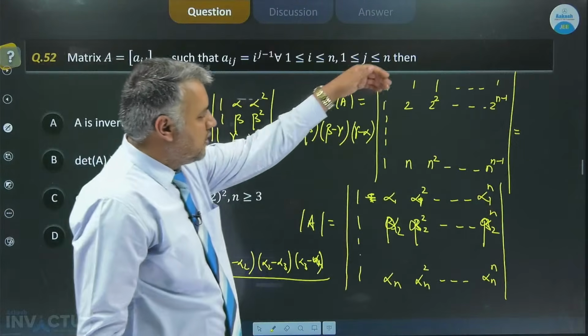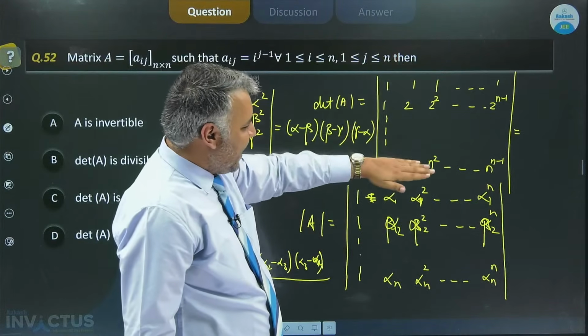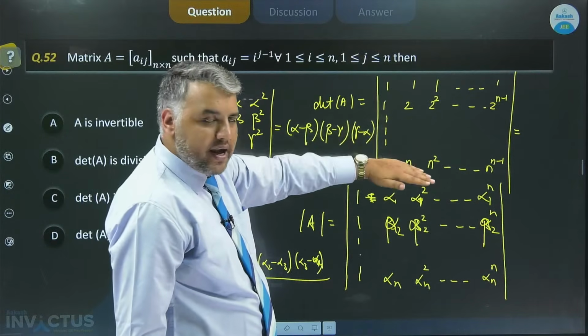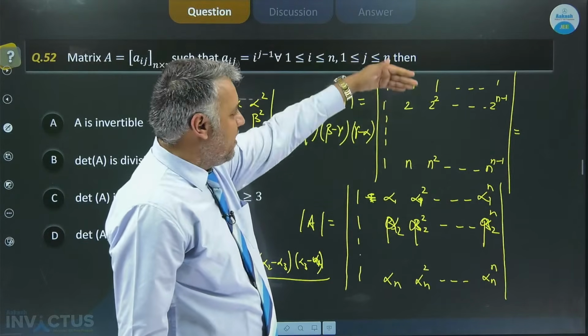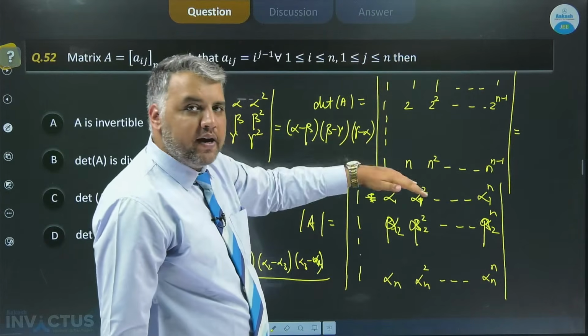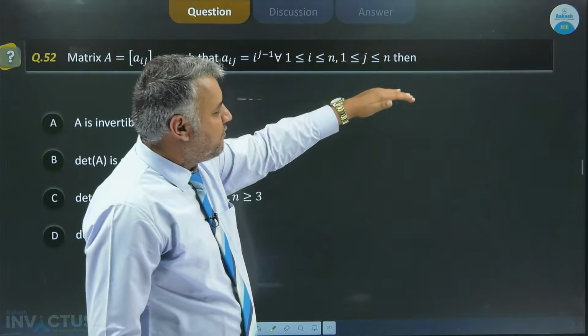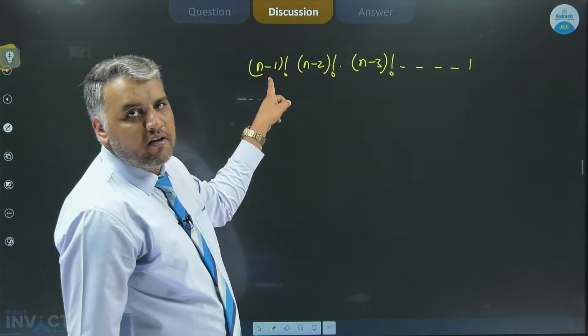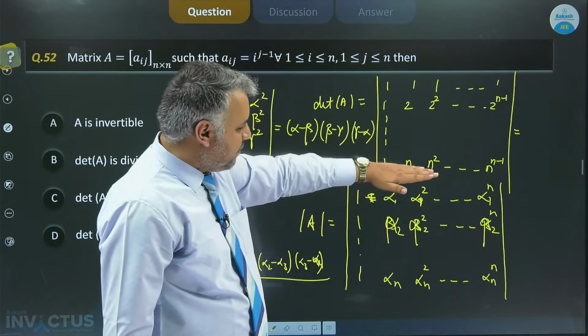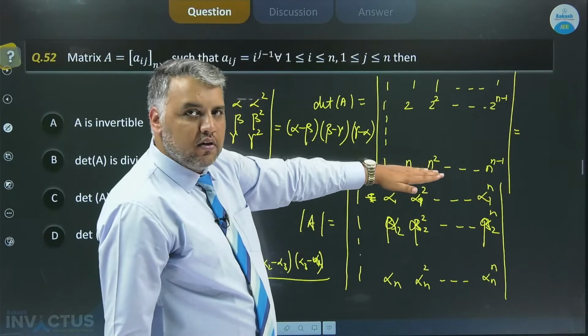Because if I take the difference of n minus 1, that will be 1, n minus 2, 2, n minus 3, 3, up to n and this row. So that is n minus 1. So the product of 1, 2, 3 up to n minus 1 will form n minus 1 factorial. Then I took all the possibilities corresponding to this row.